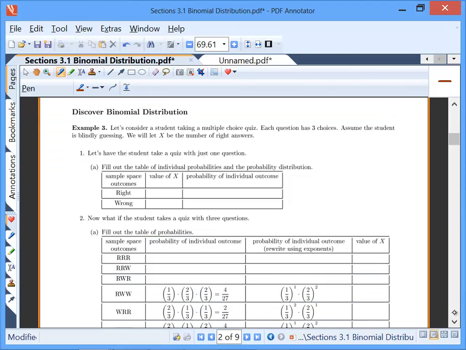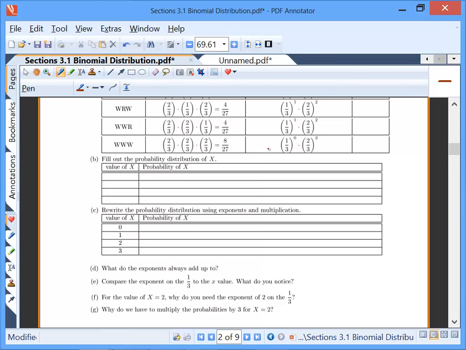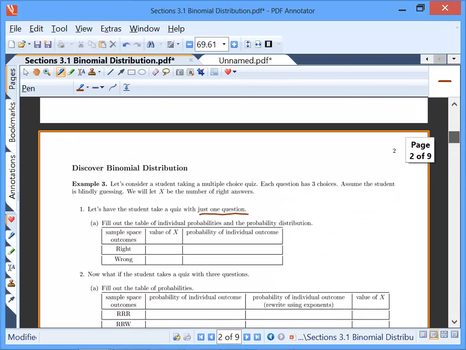So let's consider a student taking a multiple choice quiz. Each question has 3 choices. Assume that the student is blindly guessing. We will let x be the number of right answers. So if we have the student take a quiz with just one question, could that count as a Bernoulli random variable? They're either right or wrong, and we're only doing one. So this, to start with, would be the Bernoulli.